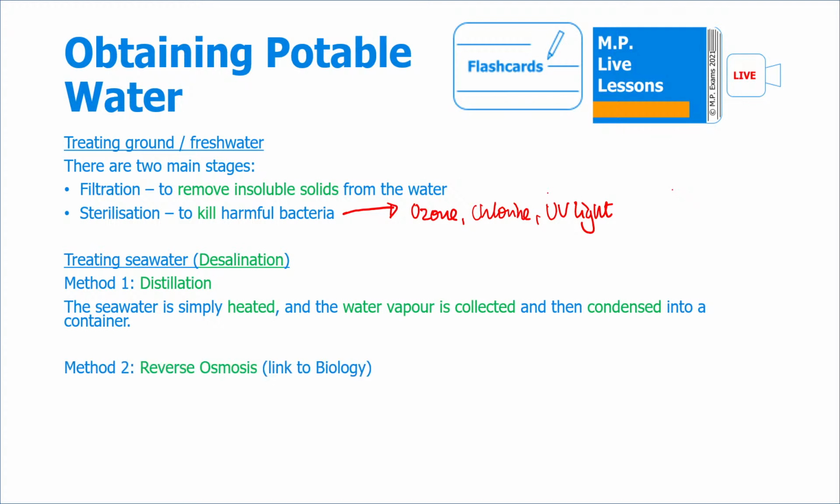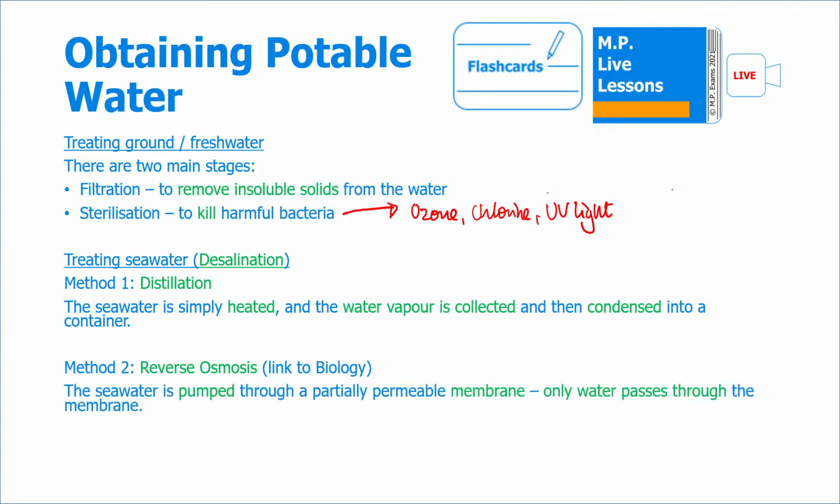The other method is reverse osmosis. So the seawater is pumped through a partially permeable membrane, a membrane that only lets water pass through. That means everything else, like salts and so on, gets stuck behind. All you're left with is just water.